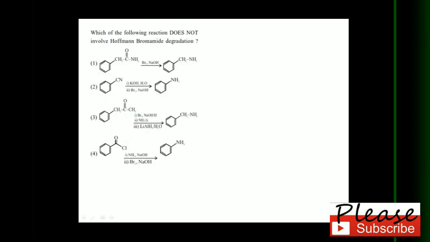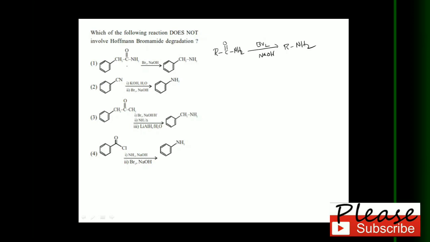So next, which of the following reactions does not involve Hoffmann bromamide degradation? Okay, so what is actually Hoffmann bromamide degradation? That is a conversion of the amides into amines, by treating with bromine along with the alkali. Okay, that amide is converted to amine.